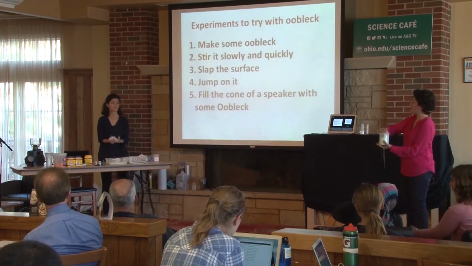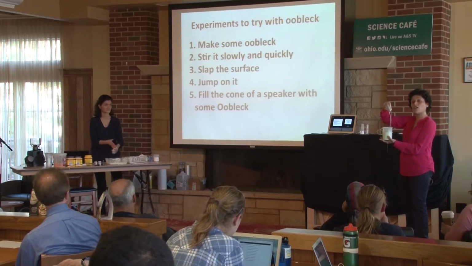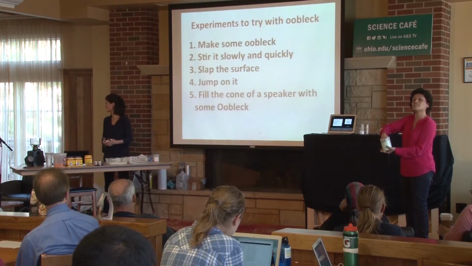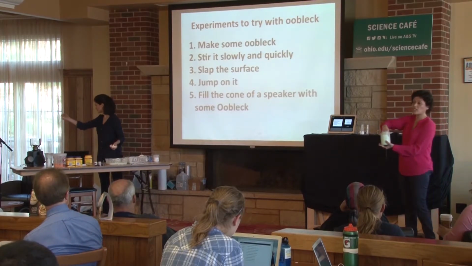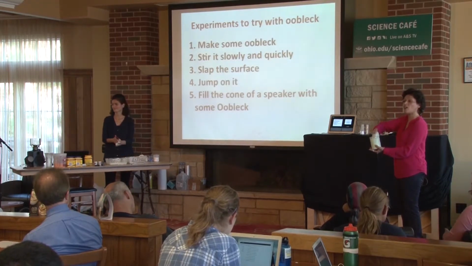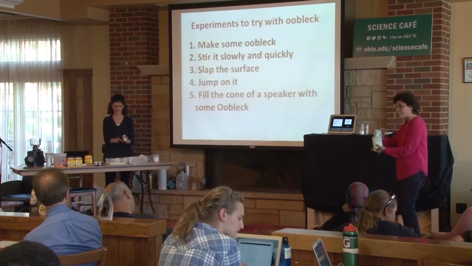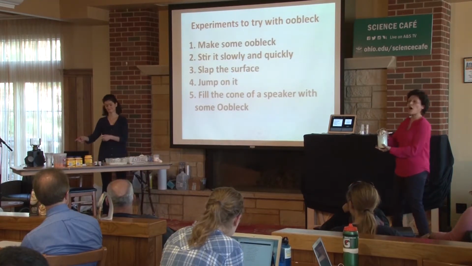So, okay. If I stir it slowly, it's like a liquid. If I do it fast, it's like a solid. Okay, a material which can be both solid and liquid at the same time, depending on how you impose shear on that, right? Can we jump on it?